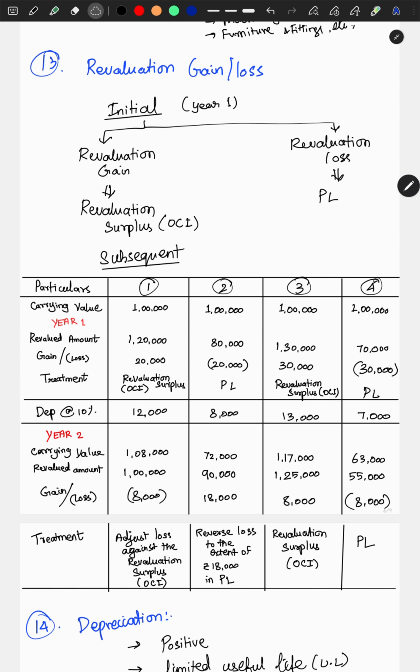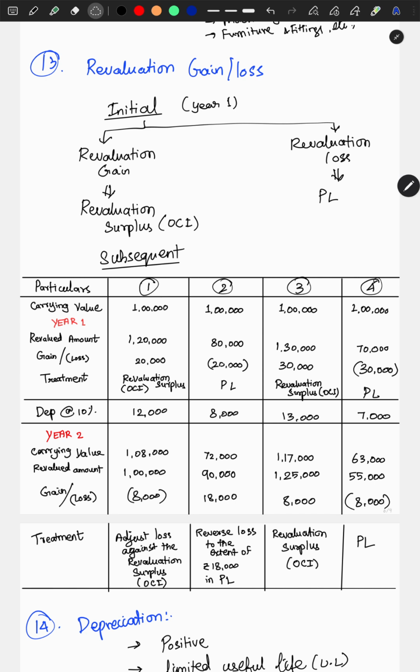Now depreciation, I've kept 10% as an example. So if we depreciate 12,000, then the carrying value will become 1,08,000. Now the revalued amount becomes 1 lakh. So previously in the first year we got a gain of 20,000. Now there is a loss of 8,000. Since we have a balance of 20,000 in the revaluation OCI surplus, that has to be reduced first to the extent of 8,000. So the treatment will be to adjust the loss against the revaluation surplus. So we have to first see what has happened in the first year, then only can we decide the treatment in the second year.